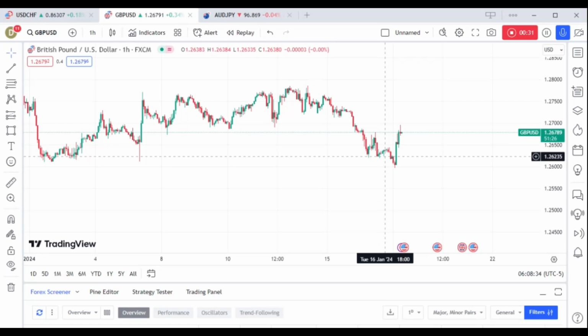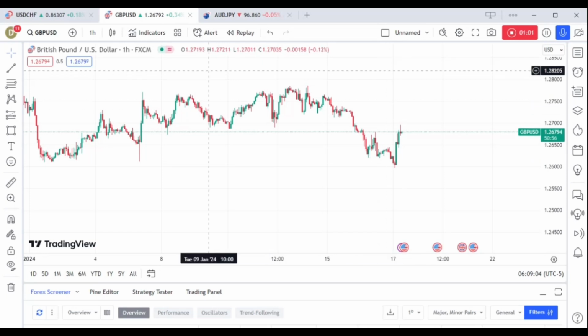For me, the higher time frame is simply anything that is above the 1 hour time frame. That is the 3 hour, 4 hour, 5 hour, and even the monthly time frame. And the lower time frame for me is simply anything that is below the 1 hour time frame, maybe 30 minutes, 15 minutes. So what I'm going to do now is go to the higher time frame, and I like to start with the daily time frame down to the 1 hour time frame. So I'm going to go to the daily time frame to see what's going on.